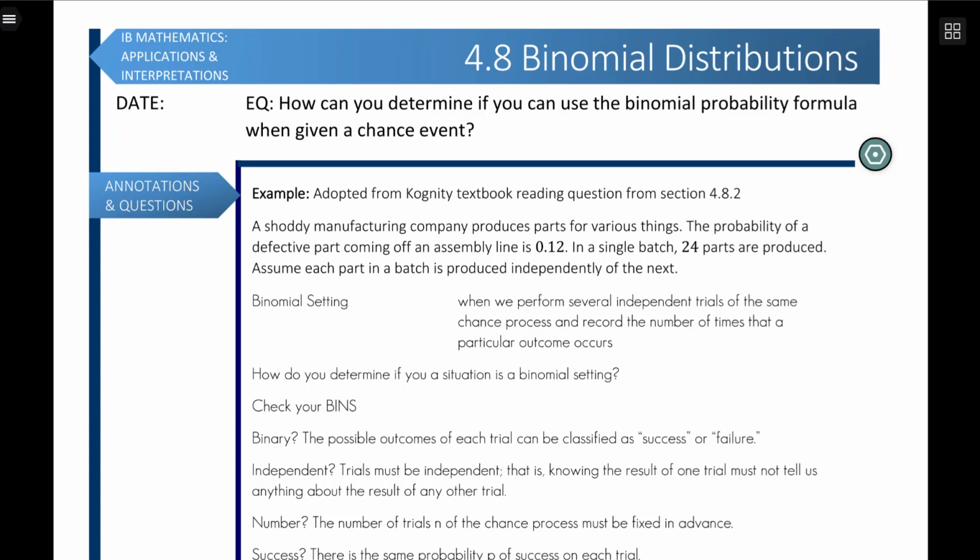Hey everybody, welcome to our next lecture, and this is all about binomial distributions. This covers section 4.8 of your cognitive textbook. Found lots of good information in there.